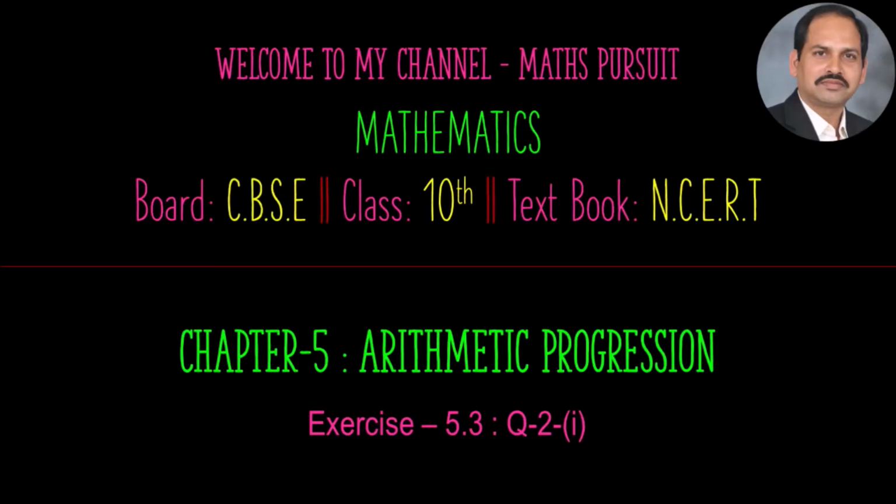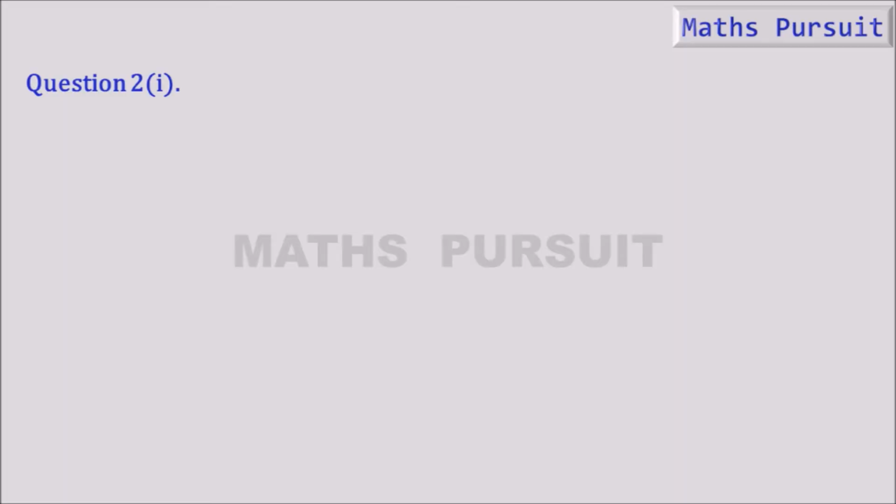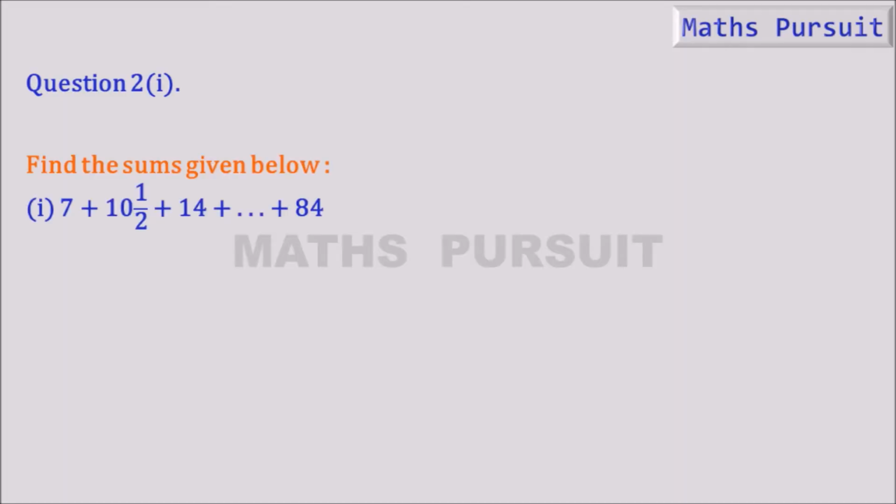Today we are going to look into exercise 5.3 question 2 bit 1 from chapter 5 called arithmetic progression. So let's see what exactly is given in question number 2 bit 1. It is given: find the sums given below, and the given number sequence is 7 plus 10 1/2 plus 14 plus ... plus 84. That means we need to find the sum of the given arithmetic progression.